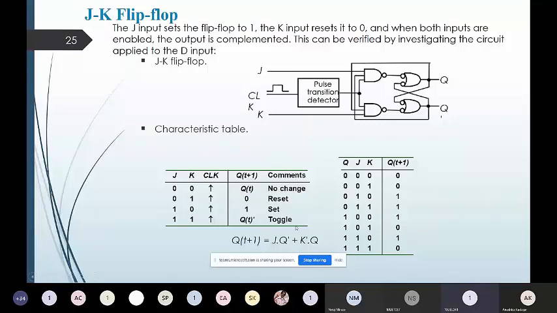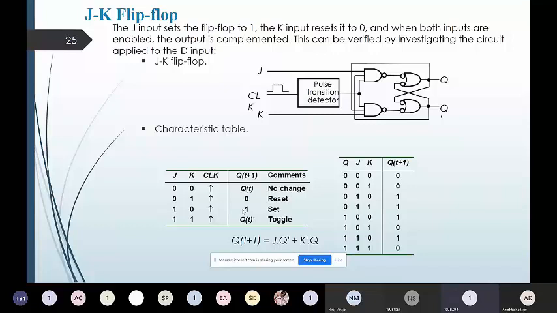But in case of the SR flip-flop, when both S and R inputs were 1, we said that it is an invalid state, which is not true for the JK flip-flop. With the condition of both the inputs being 1, it will set the toggle state of operation.